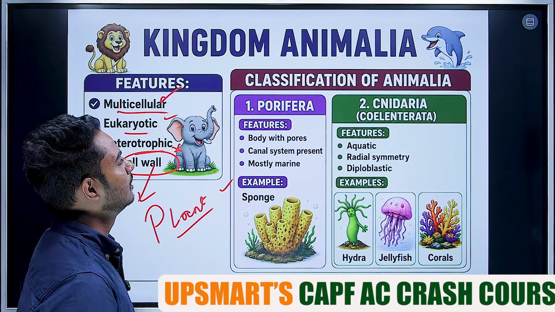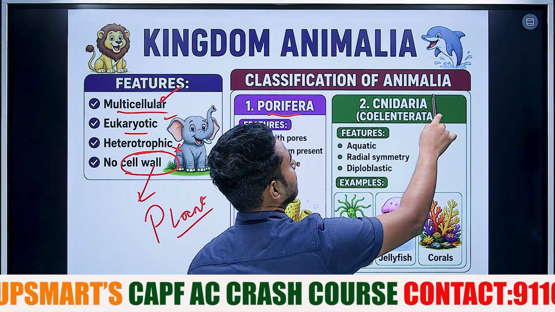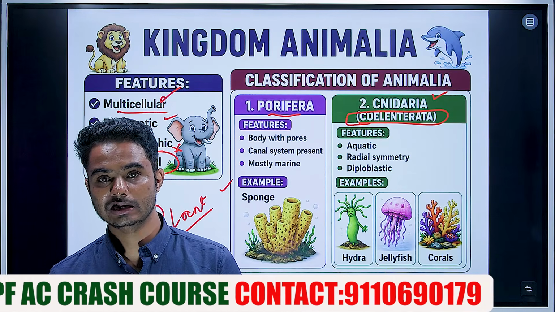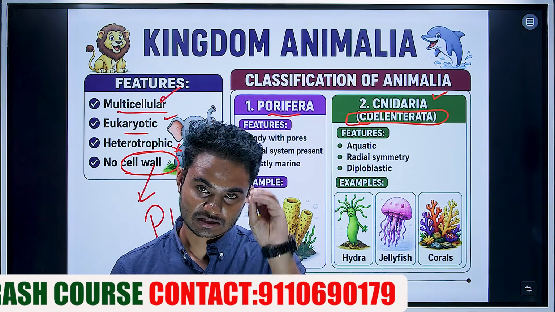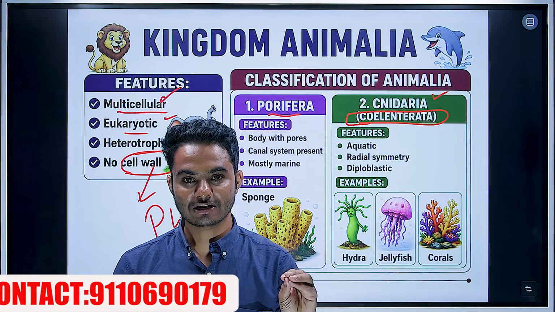Fine, you know that, right? Next, the first classification is Porifera. Second one is Cnidaria or phylum Coelenterata. Coelenterata or Cnidaria. Names are very important. It is confusing, I know, but I can't help. Biology is like this. It has to be taught like that.